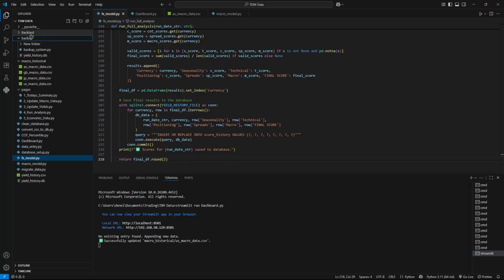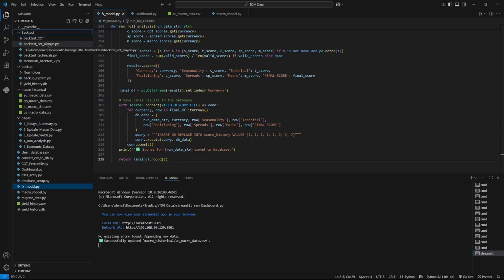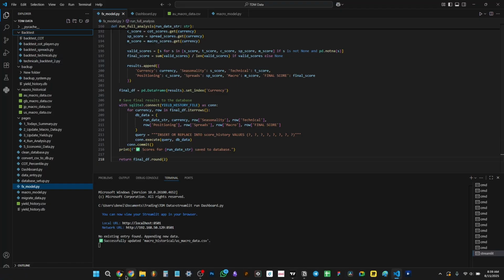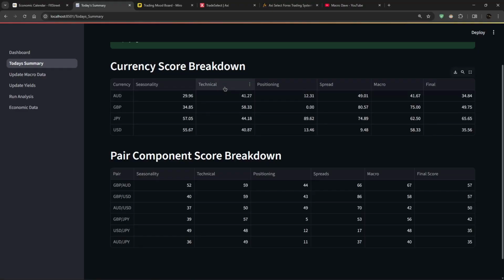I have the backtest right here where I've run backtests on the positioning, backtests on spreads, backtests on technicals. Every single one of these metrics that you're looking at here, seasonality, technical, positioning, spread, and macro, I have run a backtest on these to see if they have high levels of correlation to future price momentum. And my backtest has shown that all of these 5 indicators have high correlation with predicting future price momentum.